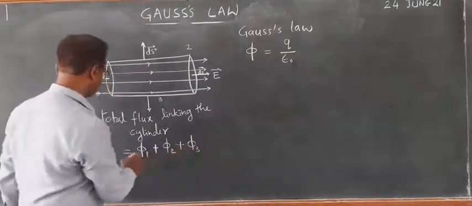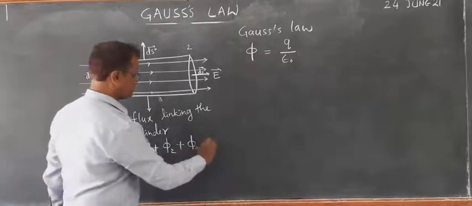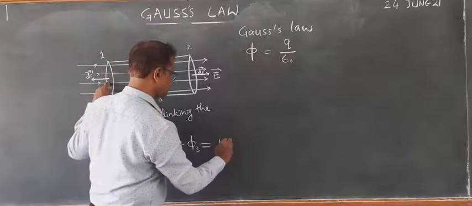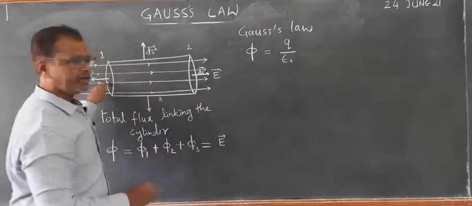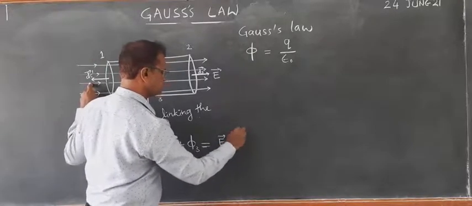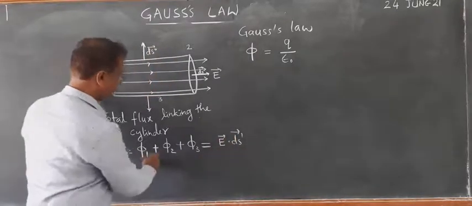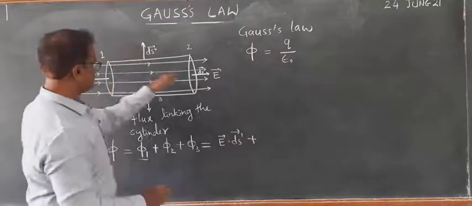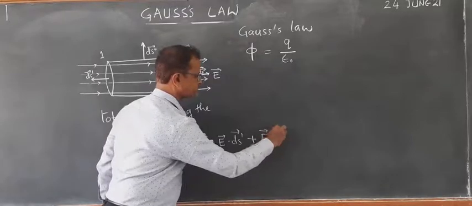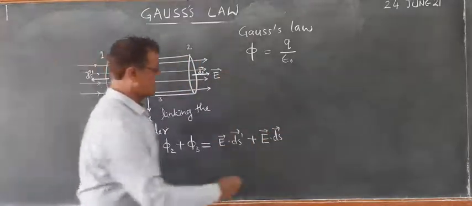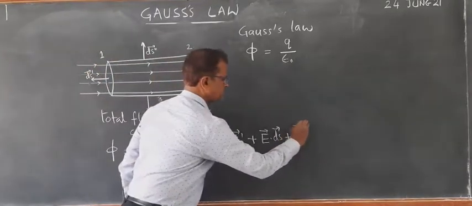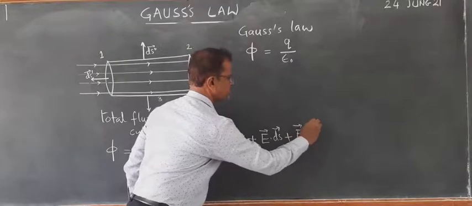So, if you look at it, total flux can be written as phi. So, phi 1 linking with the first surface. If you calculate this, if you take the electric field as E, you see E dot ds dash, this is how we calculate phi 1. Then phi 2 can be calculated in the same way: E dot ds, which is pointing outwards, plus E dot ds dash, ds double dash.